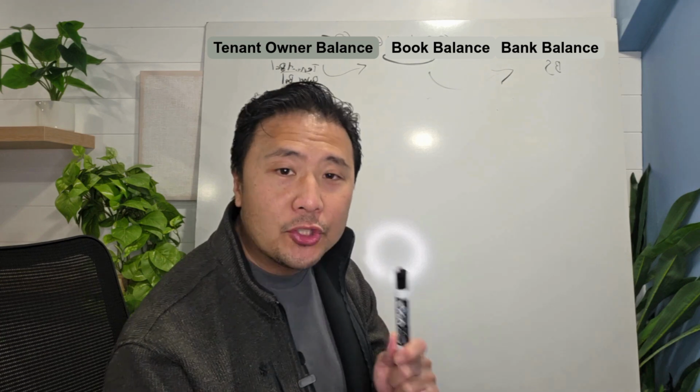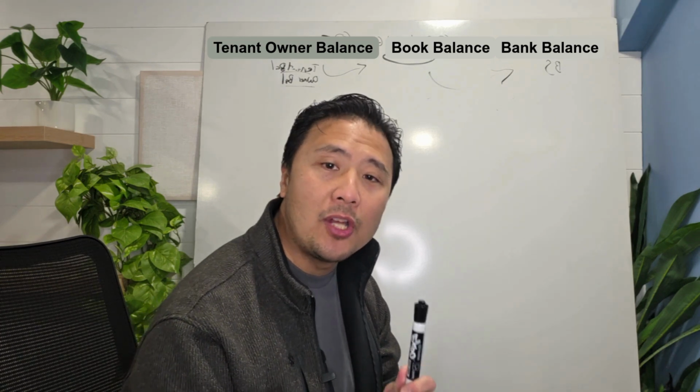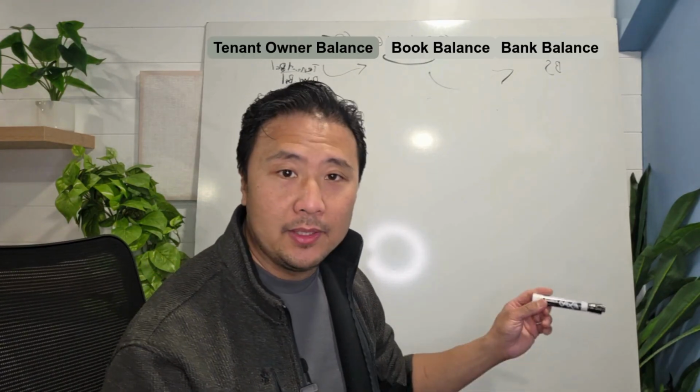Now, what if your numbers don't match? Don't panic. Start here. Look for missing transactions, check for duplicates, review incorrect postings, make sure deposits and payments are recorded correctly. Use the info in the bank statements to see if transactions did occur in your book balances, aka the general ledger. And most importantly, don't force it to balance.